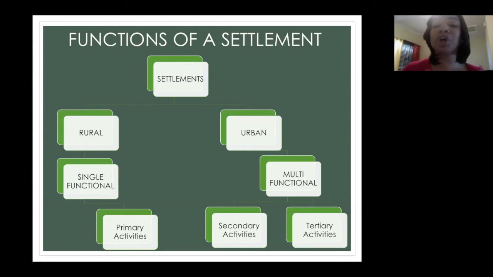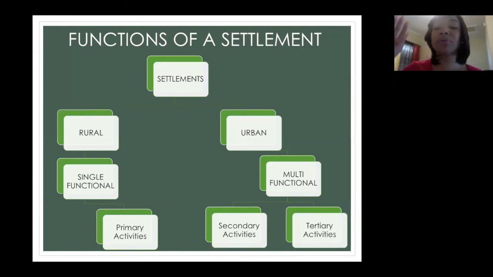But when you look at your urban areas, these areas are more advanced. These are the areas where you see a lot of your manufacturing, processing and industrialization happening. Therefore, these areas will be served multiple purposes, so they'll be considered your multifunctional settlement areas. Now, some of the different types of industries that you're going to find in these urban areas are that of your secondary and that of your tertiary, okay?